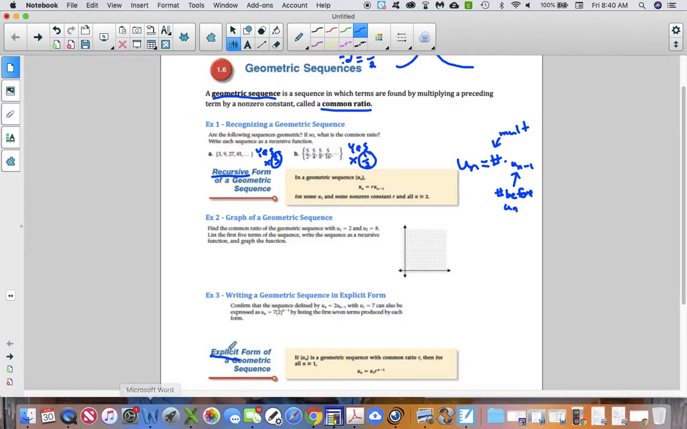In order to do that, I have to have an explicit formula, which we'll get to. It's a little bit harder to come up with, but again, it's better for the fact that I can plug 52 in and get my answer.